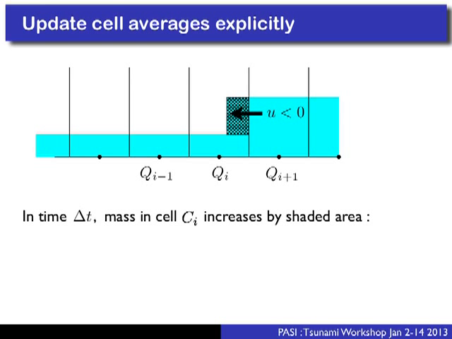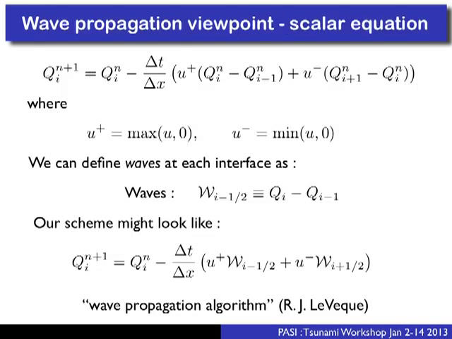And of course, the same thing happens if we happen to be coming in from the left. Okay, and the signs, you kind of convince yourself that the signs in fact work out. So in general, what we get is some kind of formula that looks like this. The new value of q_i^{n+1} is the old value, and here I've just divided through by delta x.